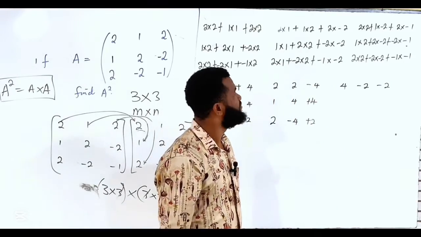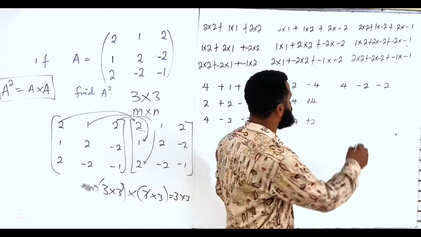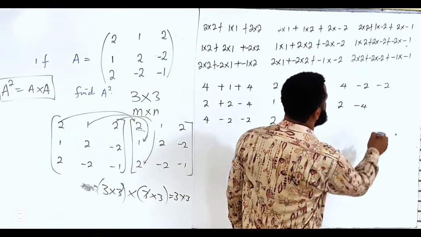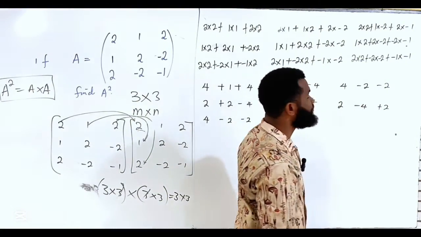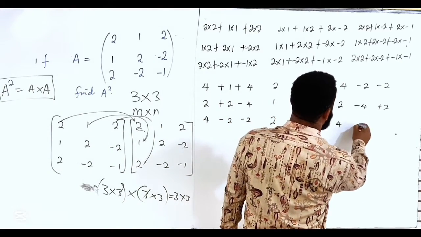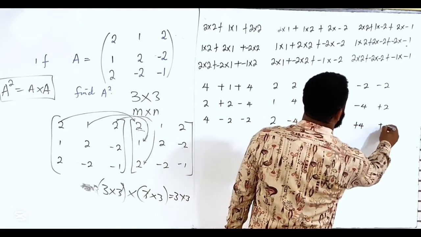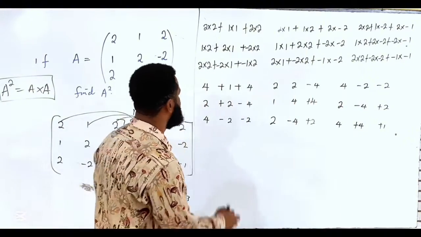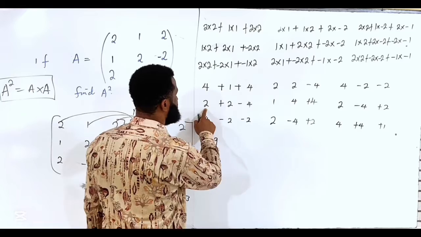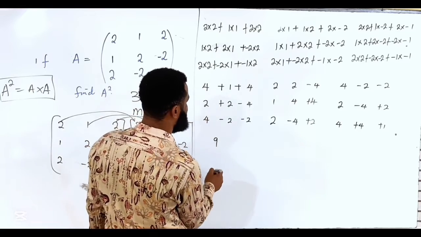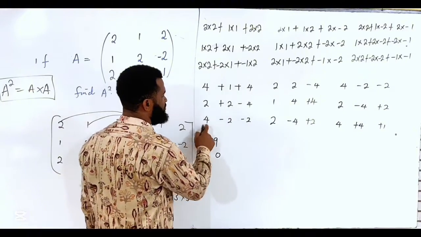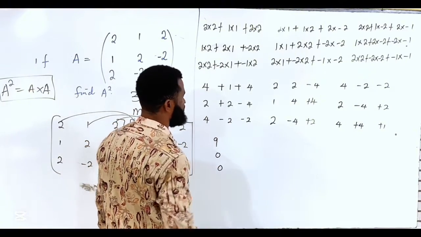All right. So the next one is going to be 2 minus 4 plus 2. And this is going to be 4 plus 4 plus 1. All right, let's go to the next. This plus this is 8 plus this is 9. This plus this is 4. This is going to be 0 minus this. This is also going to be 0.